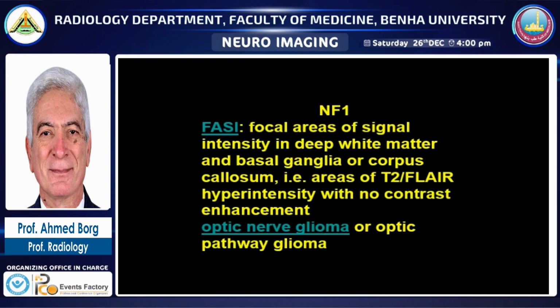Focal areas of abnormal signal intensity are seen in the deep white matter and in the basal ganglia or corpus callosum. They are seen as areas of hyperintensity on T2 weighted image and the FLAIR image with no contrast enhancement. Diagnosis is NF1 with FASI and optic nerve or optic pathway glioma or visual pathway glioma.